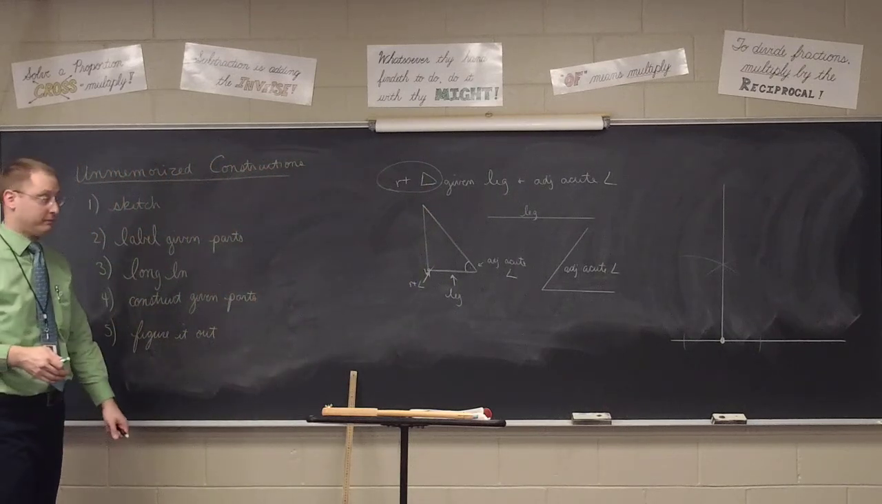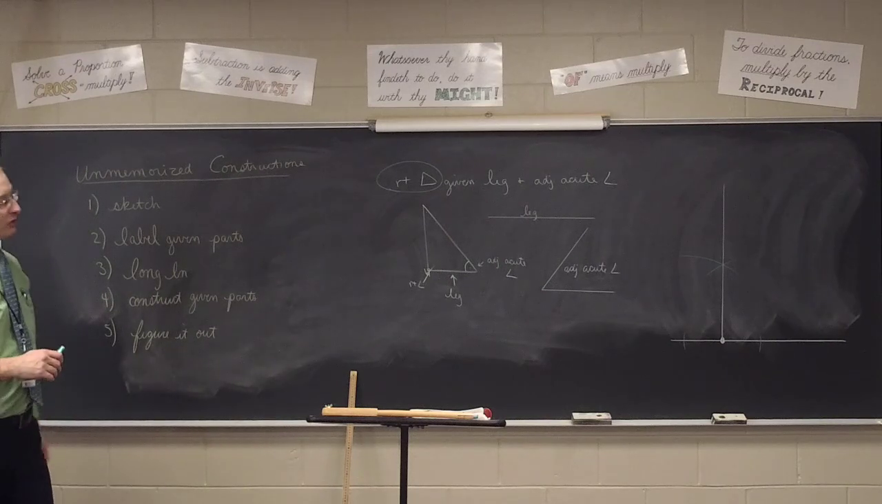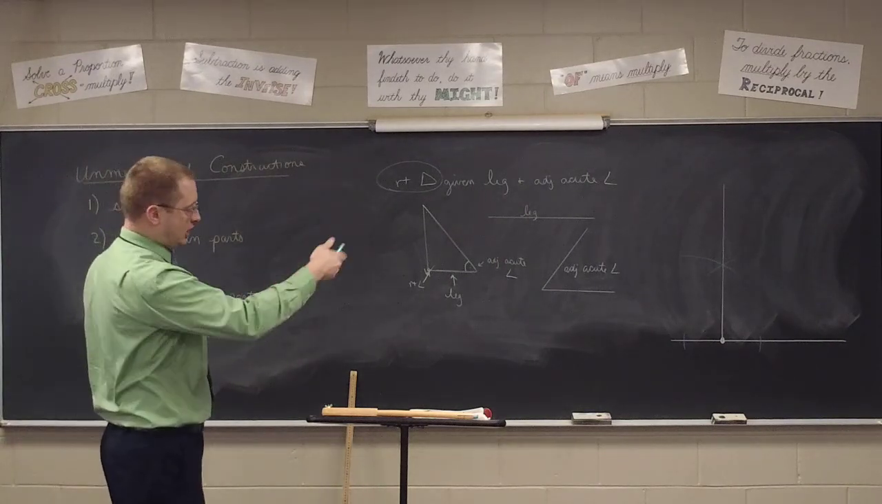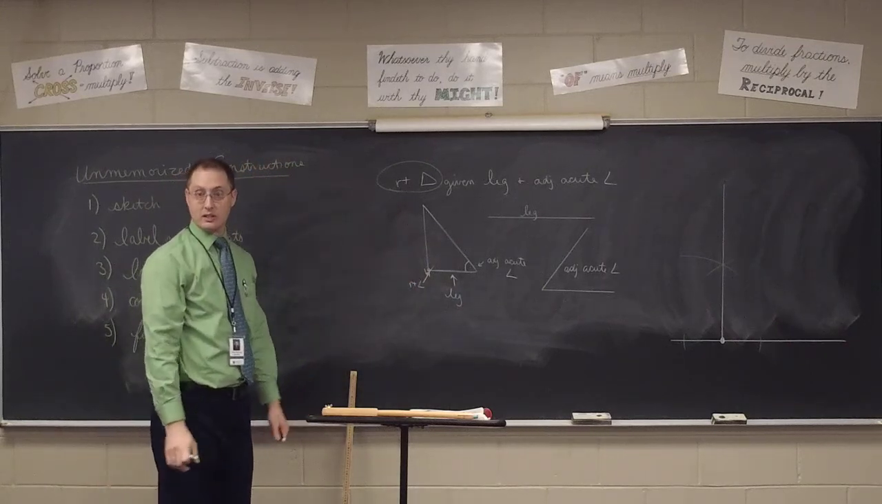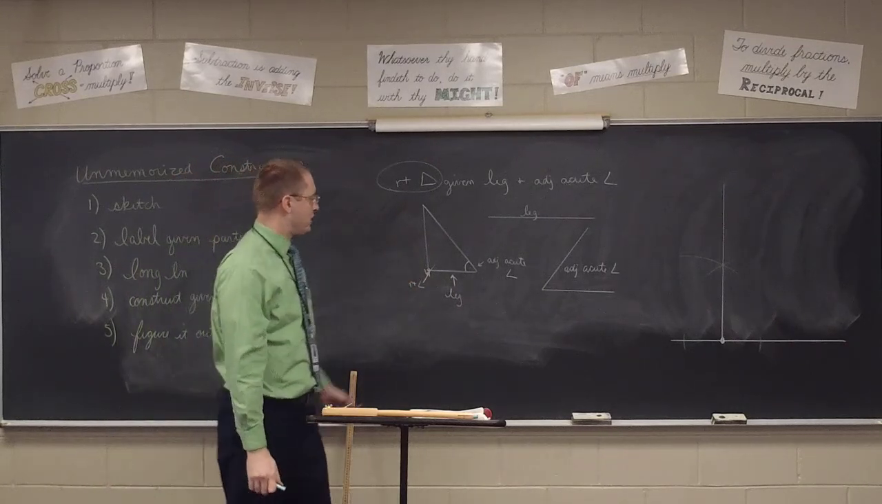It's done. All right, what else do I need to put here in the construction that is listed here in my sketch, class? The adjacent acute angle. Well, where do I put the adjacent acute angle?